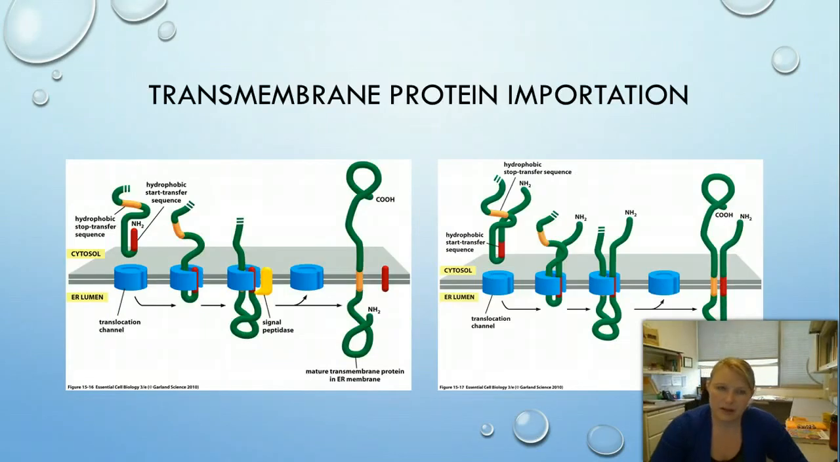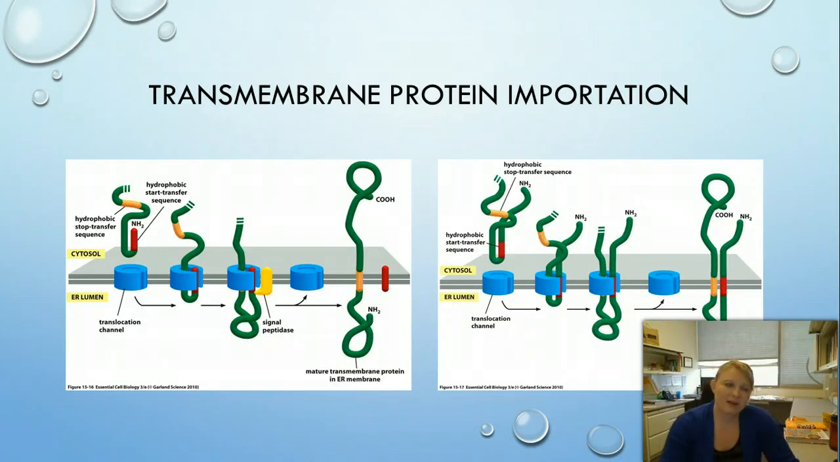The other one is transmembrane protein importation. As I said, this is more complicated, and it's really important because this is how we get a lot of major transmembrane proteins that do a lot of functions for us. So what you can see here, the first thing I want you to note in comparison to the last slide is that there are these two different colored sections on these proteins. You can see the hydrophobic stop transfer sequence.